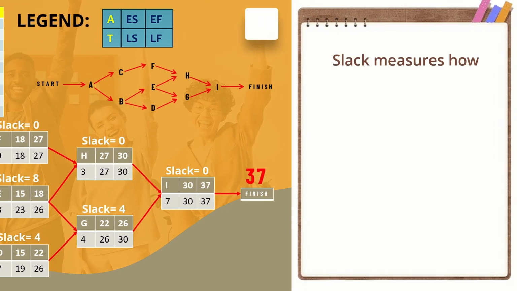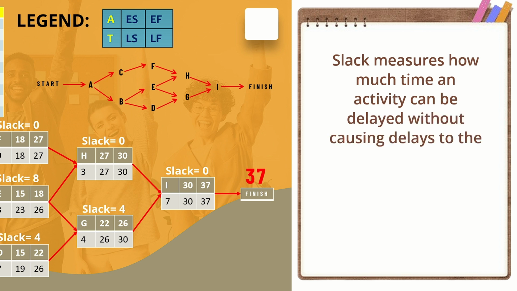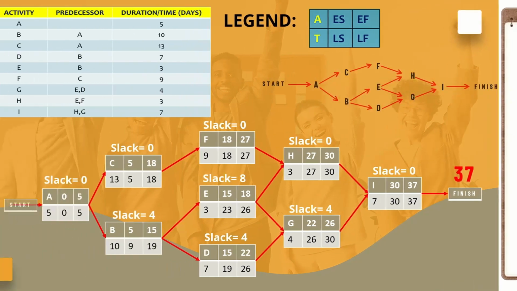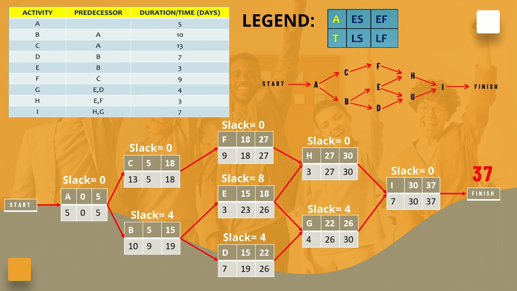Slack measures how much time an activity can be delayed without causing delays to the overall project. Let's see how much wiggle room each activity has in our project. Activity A has no flexibility. It must finish on time to keep the project on track.